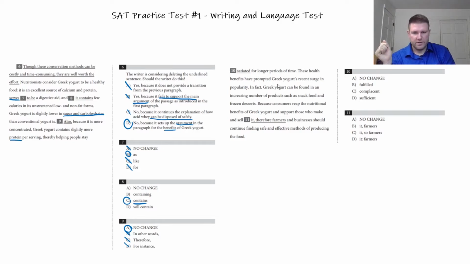Now, moving on to this here, satiated. A lot of people don't know what this word means, but it's a good opportunity to sort of figure out what you would do if you don't know what a word means, okay? And the answer is don't eliminate it.